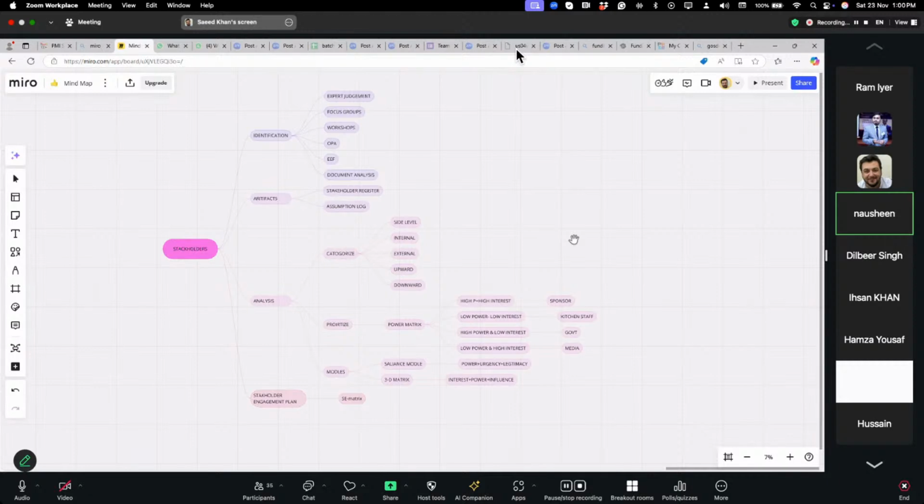Then, how to analyze the stakeholders by categorizing them as follows: sideward, which are your influencers or friendly people, friends, and everything. Then upward, which is senior management. Downward refers to team specialists. Inward and outward is basically your customers or clients. Then we have internal and external stakeholders.